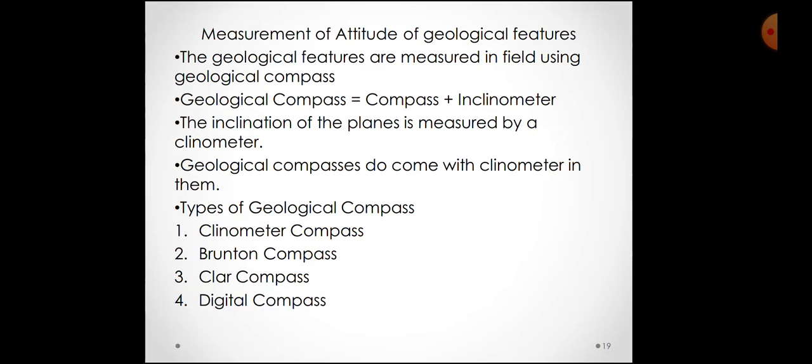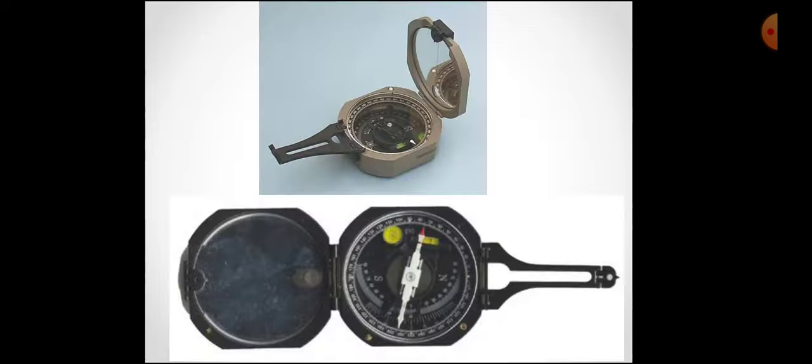Measurement of attitude of geological features. The geological features are measured in the field using a geological compass, a compass plus inclinometer. The inclination of the planes is measured by the inclinometer. Geological compasses do come with a clinometer in them. Types of geological compass: clinometer compass, Brunton compass, Clar compass, digital compass.